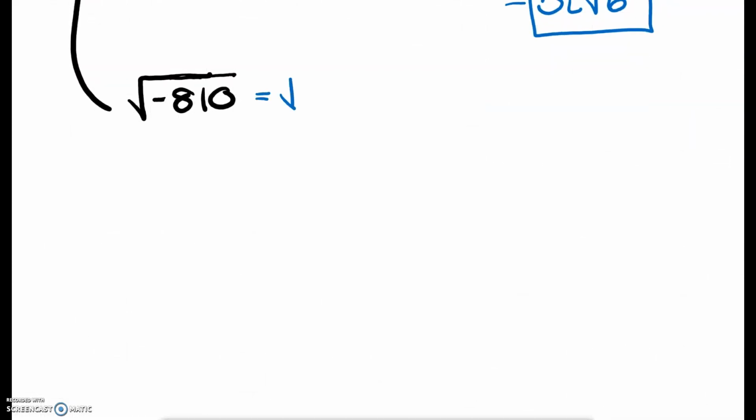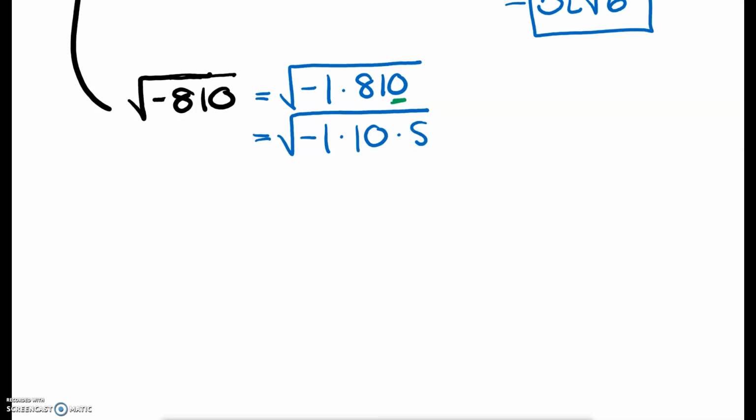So I'm going to factor that -1 out. And then I'm going to factor 810, which is... Well, I'm going to make it a little easy. I know since it ends in a 0, one of the factors of this is 10. So it's going to be 10 times 81. And 10 is just 2 times 5. And 81 is 9 times 9.